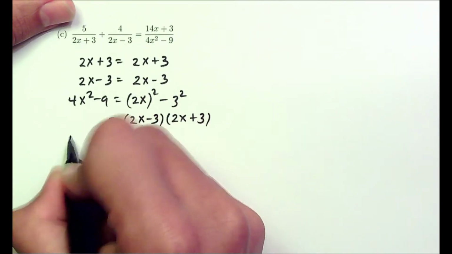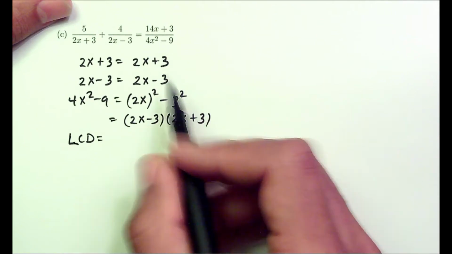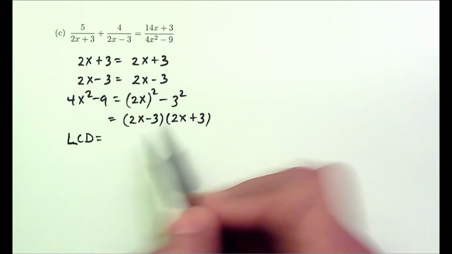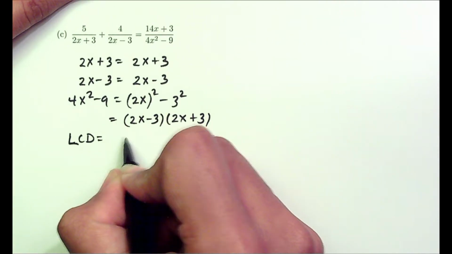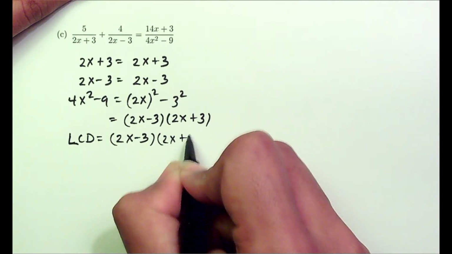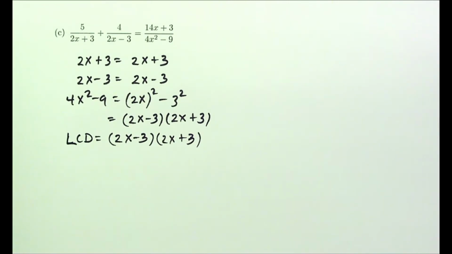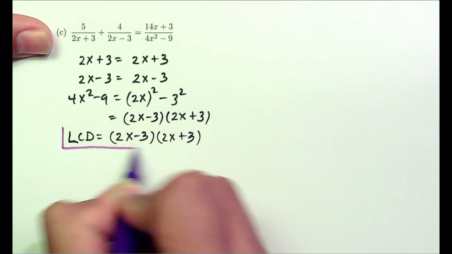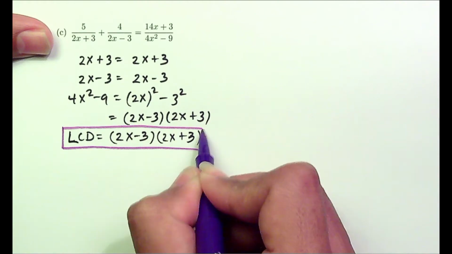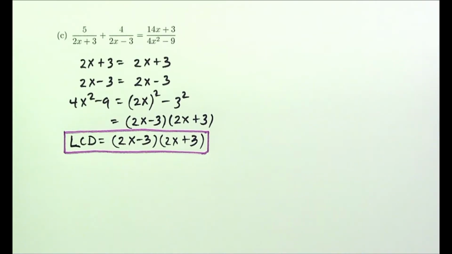And now that everything has been factored, we can write down what is the LCD. The LCD is you look at the different factors, 2x plus 3, 2x minus 3. They're repeated here. You only write them once. So you write those, and then if there's any exponents other than 1 for either of the factors, you choose the biggest one. In this case, there's none, so that means that's it. That is the LCD. Okay, now you use the LCD to multiply both sides of the original equation by that.